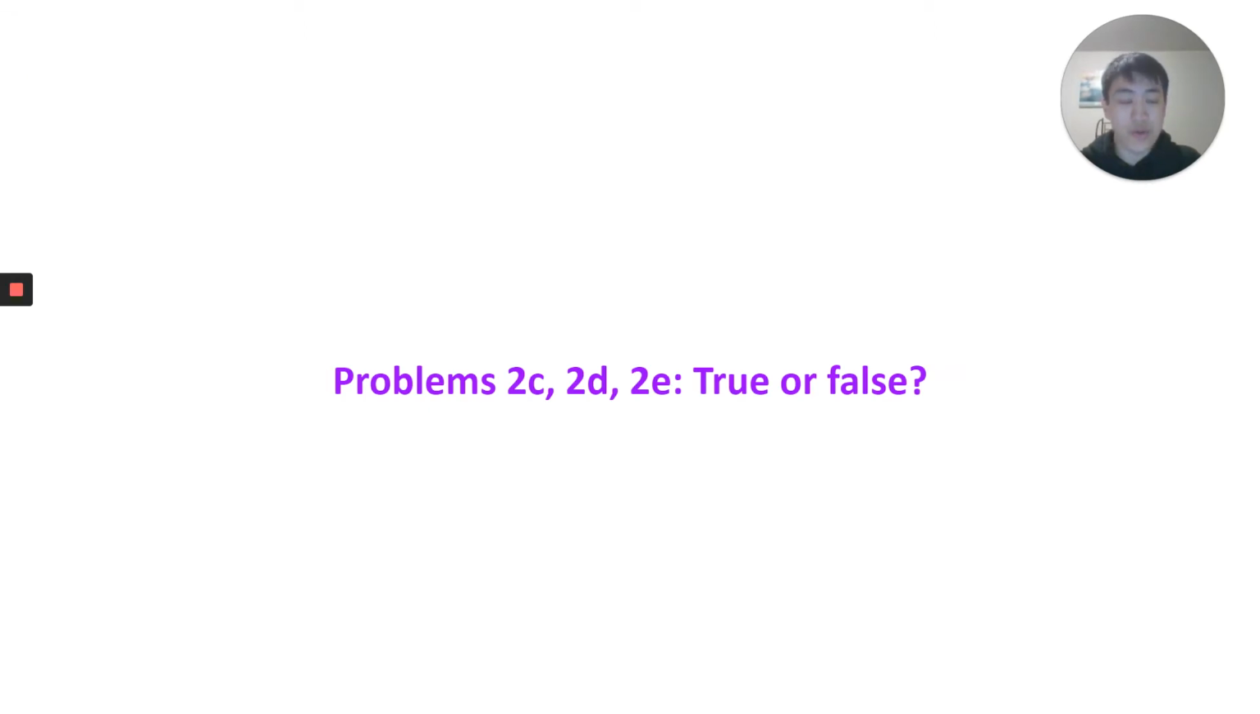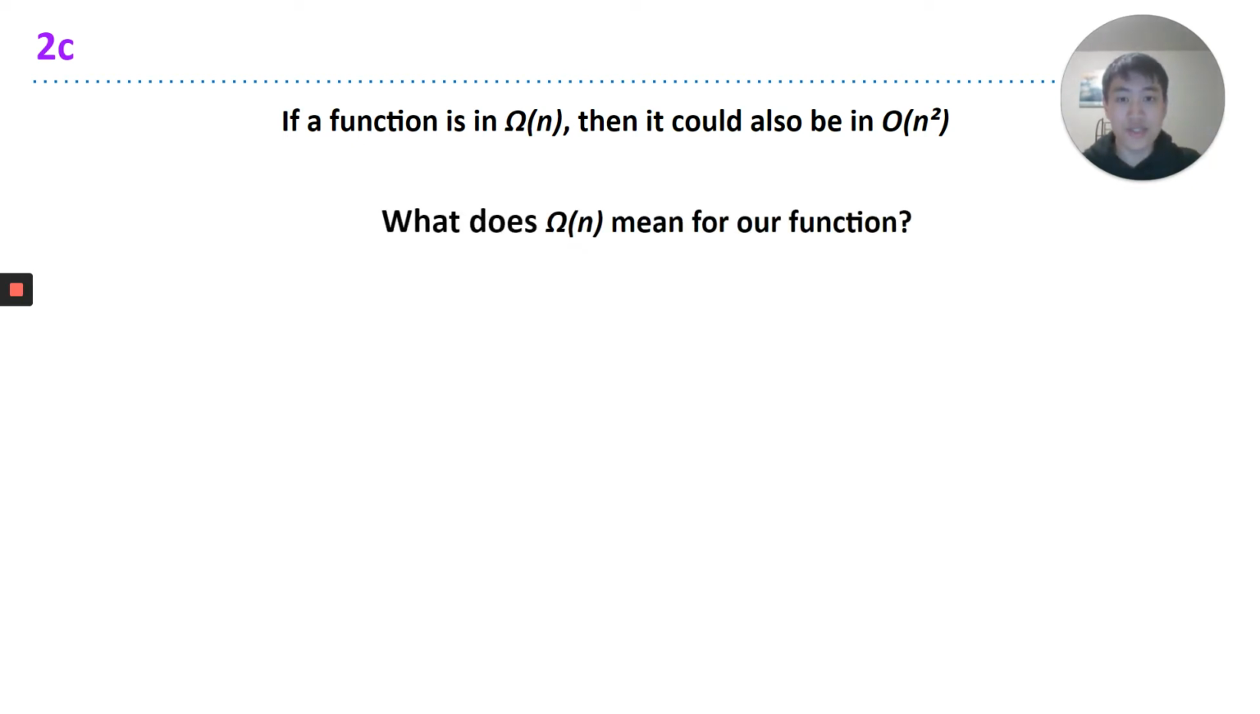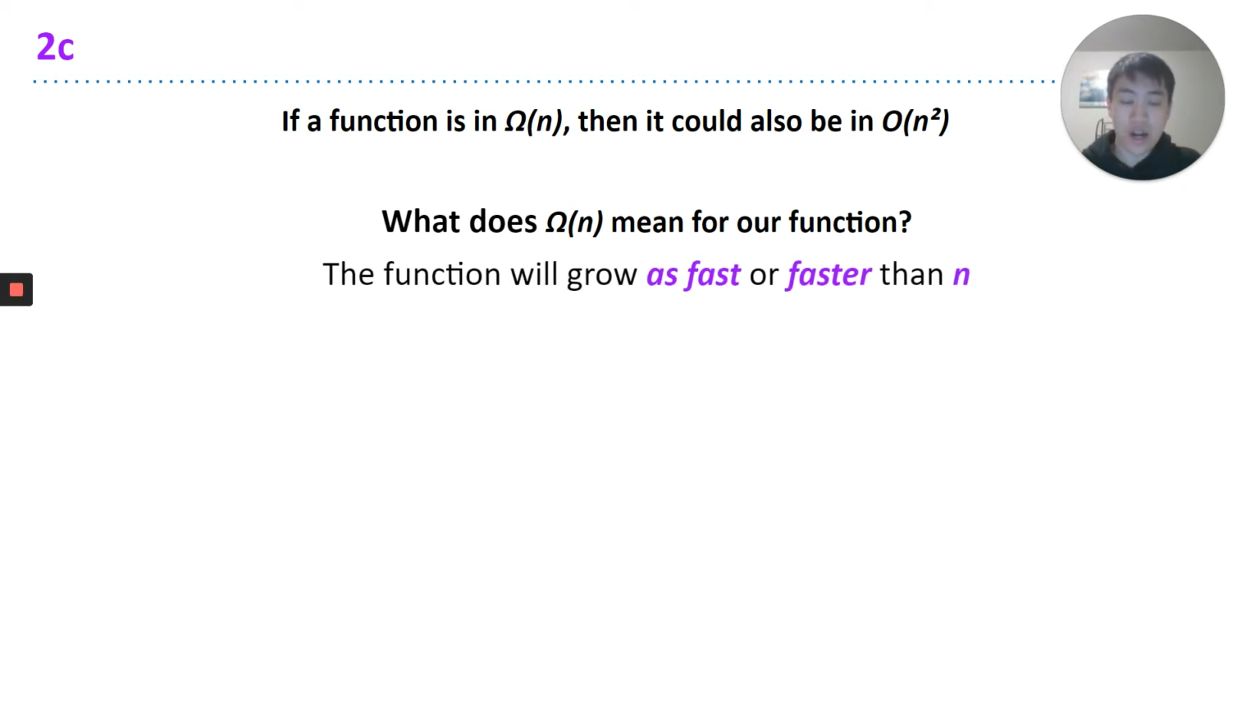All right, so right now we're going to be doing 2C, D, and E, which is just a true-false question. So first of all, we have 2C. If a function is in big omega of n, then it could also be in O n squared. So let's first discuss what big omega of n means for our function. Well, it means that our function has to grow at least as fast as n. For example, a function n would be just as fast as n, but n squared would be faster than n, so they would both be valid functions to be within omega of n.